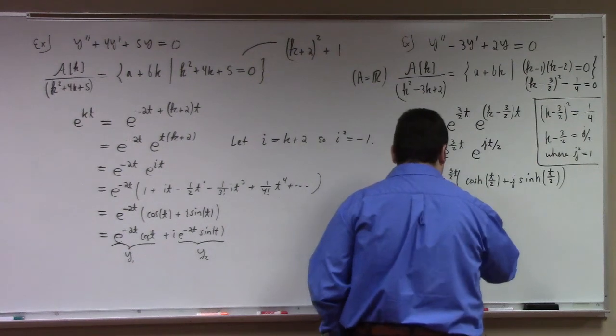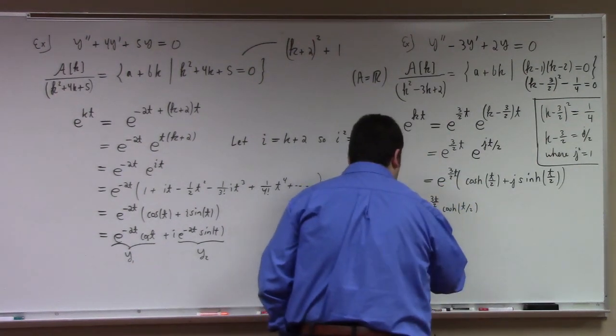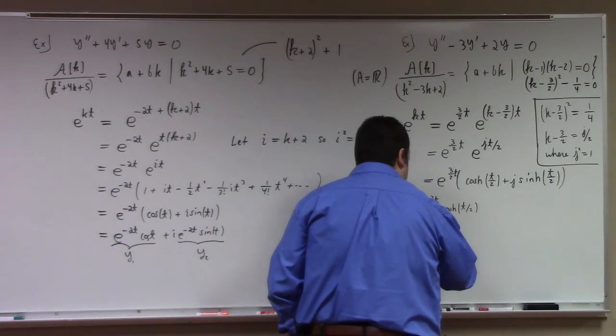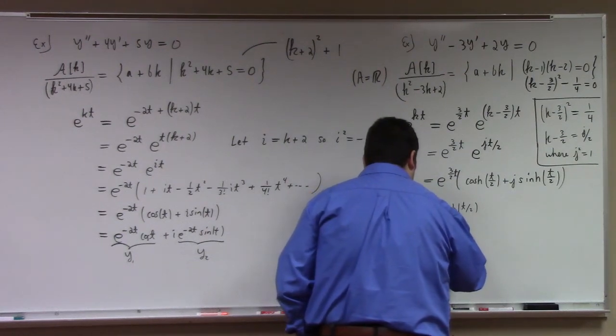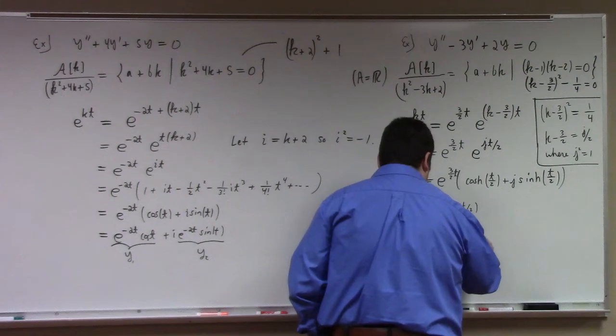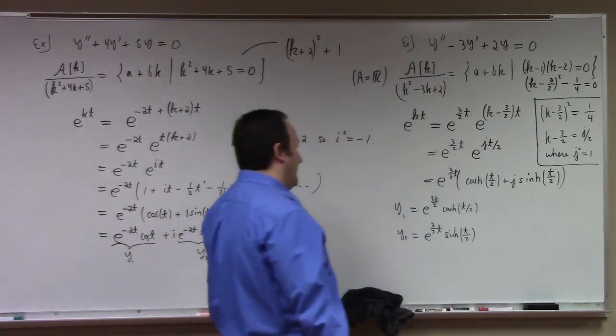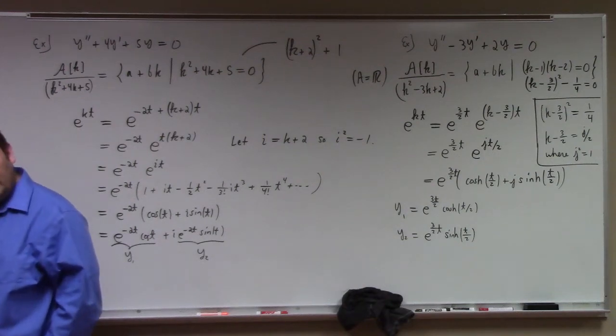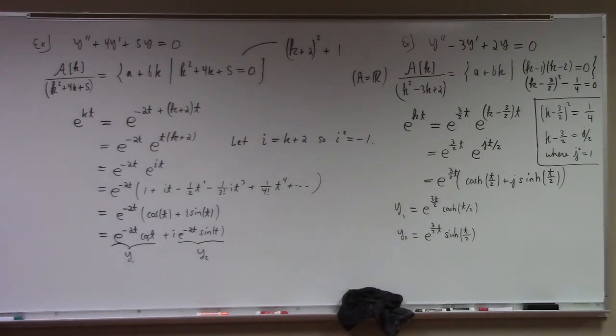That's my first solution. And my second solution, reading the special function off this exponential, is e to the 3/2 t sinh of t over 2. Again, I cannot help but emphasize that we have solved the 3 seemingly distinct cases of the second order real ODE by one universal solution method.